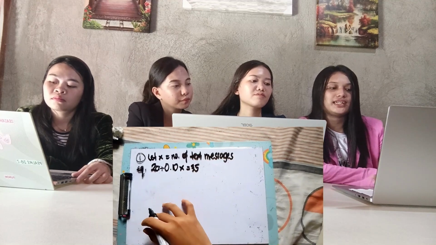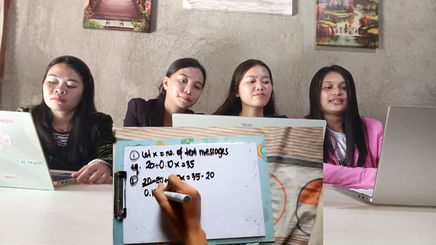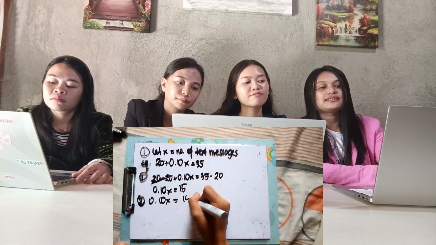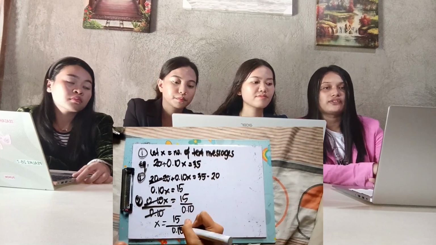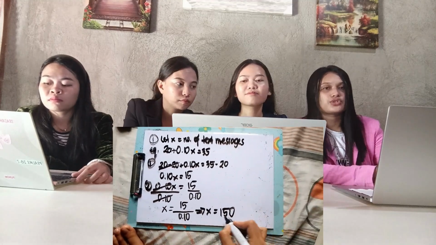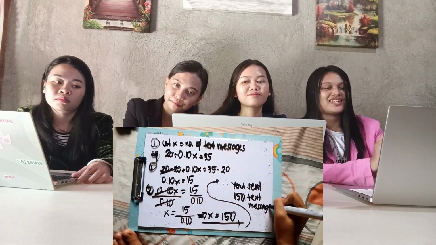Now, let's solve it step by step. First, subtract 20 from both sides. So we will get 0.10x equals 15. Second, divide both sides by 0.10. We will get x equals 15 over 0.10 equals 150. So, you have sent 150 text messages.